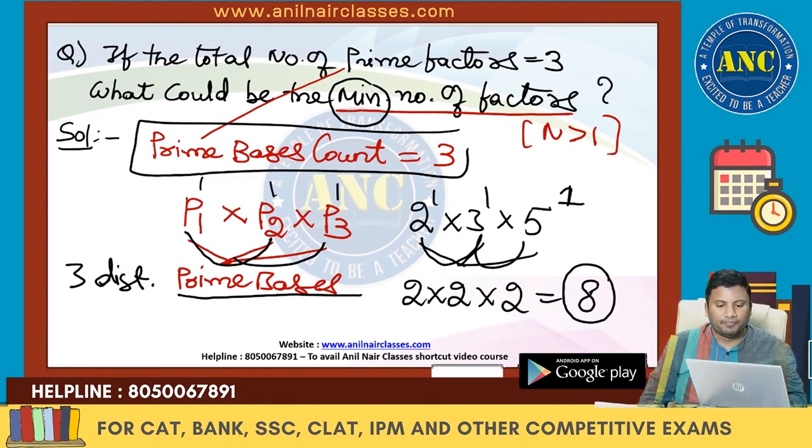Pramod, for you, prime factors are nothing but prime bases. So P1, P2, P3. Because it is minimum, power can be 1, a natural number greater than 1. All the three are three different prime bases, 2, 3 and 5. So 2 into 2 into 2, answer is 8.